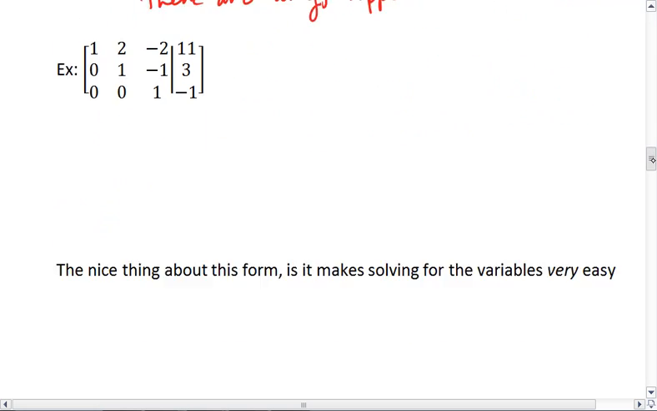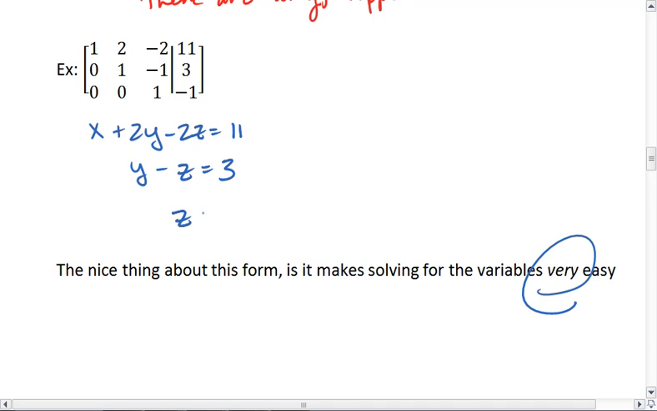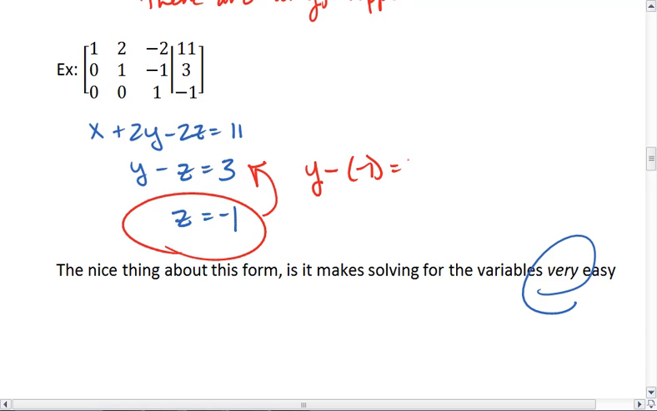The reason we really like row echelon form is that it makes solving these variables very easy. We can rewrite these as equations, where we get x plus 2y minus 2z equals 11, y minus z equals 3, and z equals -1. Notice z is already solved, so we can substitute it into the second equation. We get y minus -1 equals 3, which tells us that y equals 2.